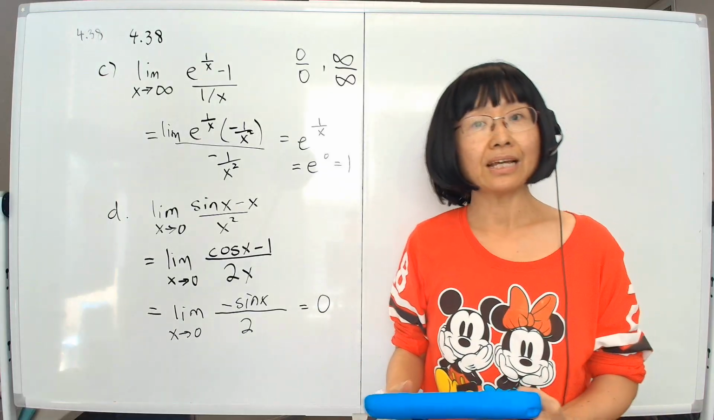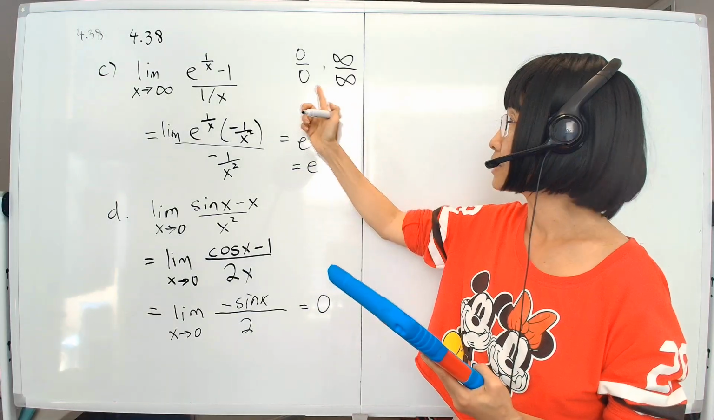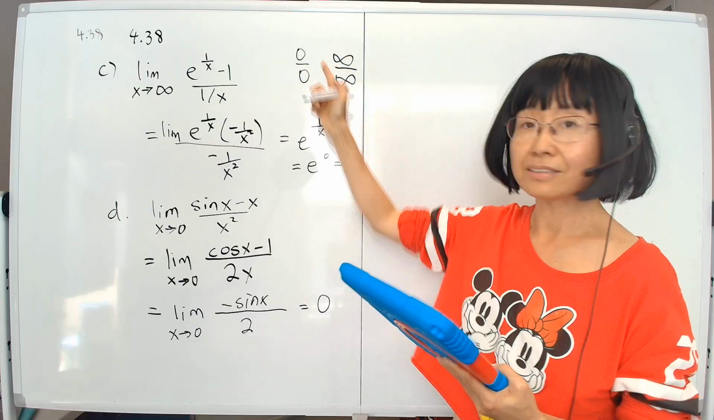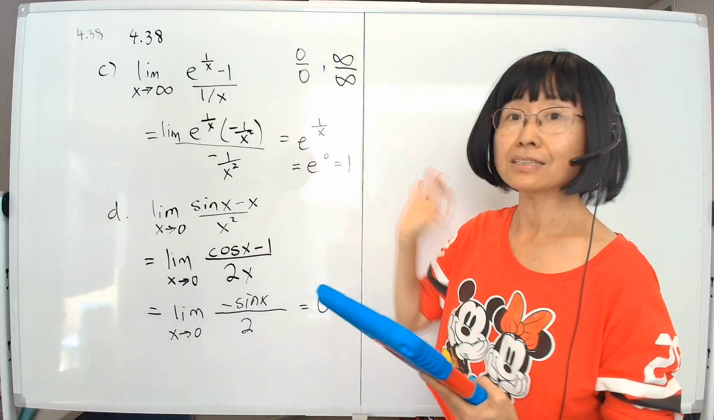Now, the next question you have is, what about other situations? Nope, this is about it. L'Hopital's rule works for two cases, either 0 over 0 or infinity over infinity. It works exactly the same way.